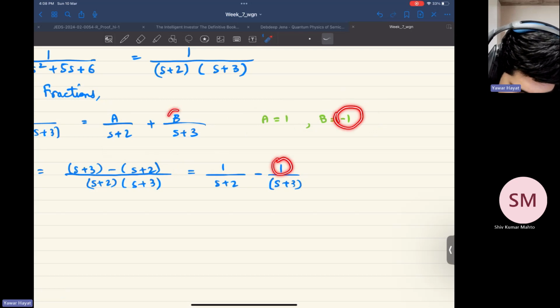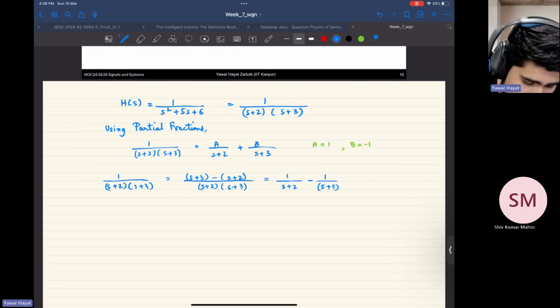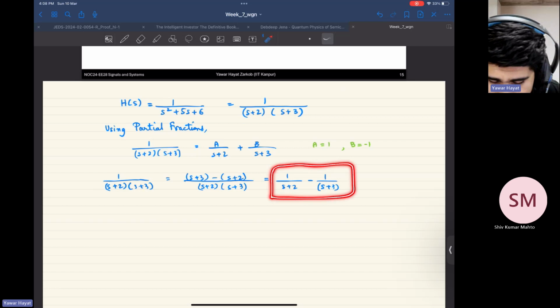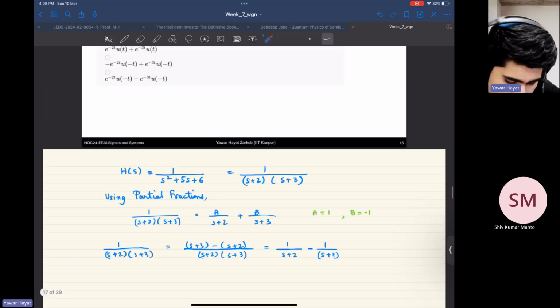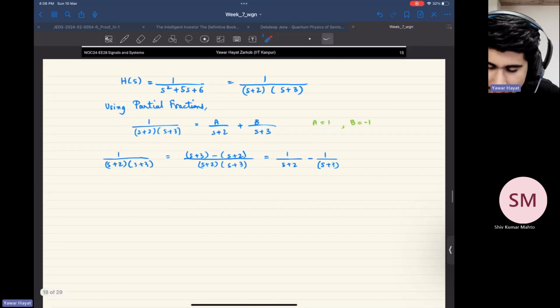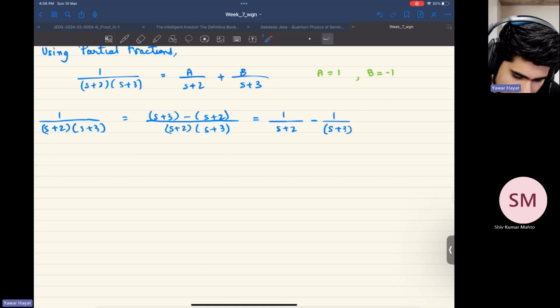B is minus 1. Right. Now what we'll do is we have H of s as 1 by s plus 2 minus 1 by s plus 3. So I'll use inverse Laplace transform and use the linearity property. Right, I can compute individual ones. But the answer to this depends upon my ROC, right? Here I have been given that ROC is less than minus 3.